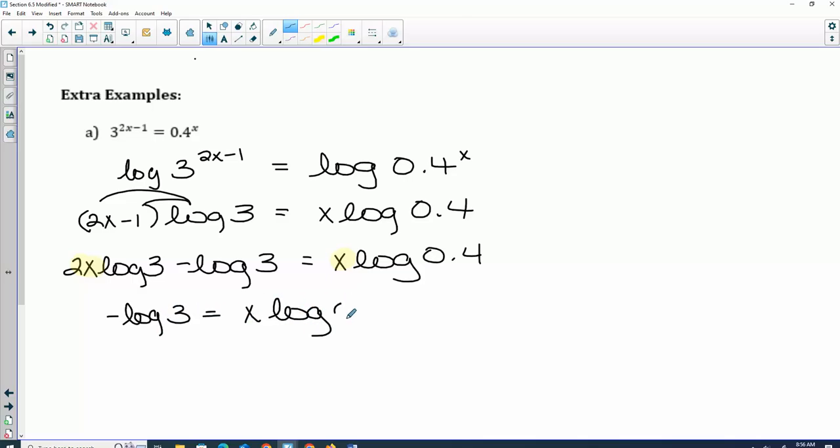x log 0.4 minus 2x log 3. So everything with an x is on one side. How does that help me? They aren't like terms, so I can't actually subtract them. What can we do?